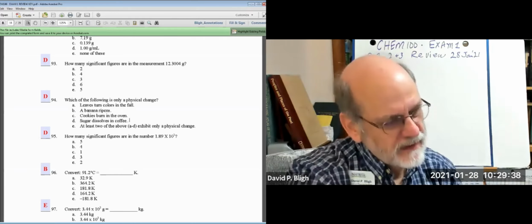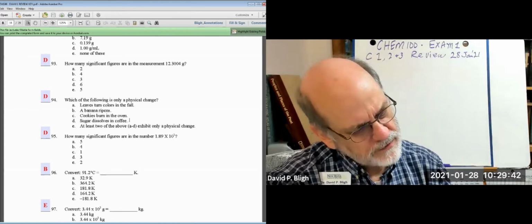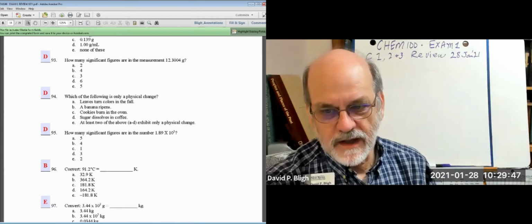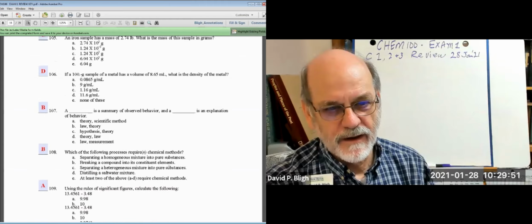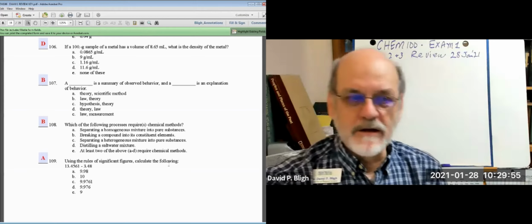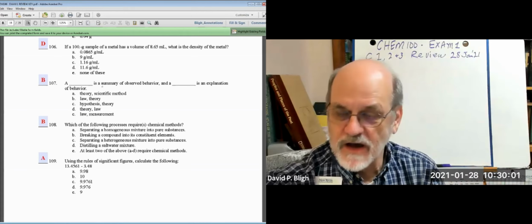All right. We'll move along to 107. Here we go. Fill in the blank. A blank is a summary of observed behavior, and a blank is an explanation of behavior.